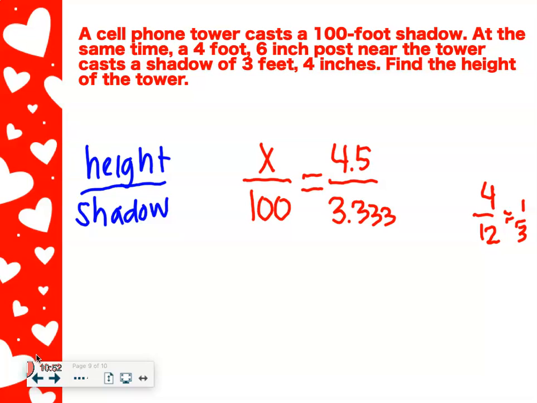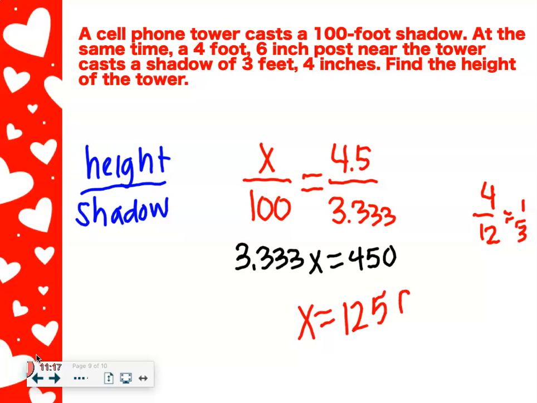And now what do we do? Cross multiply. X. Everyone divided by 3 and 135. Does that seem right? This is 135.